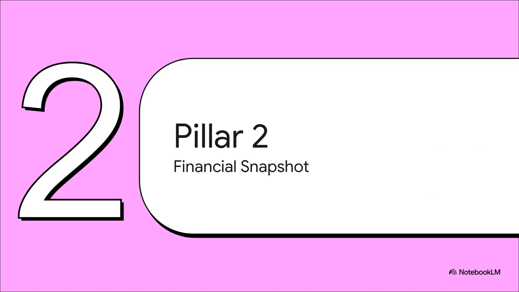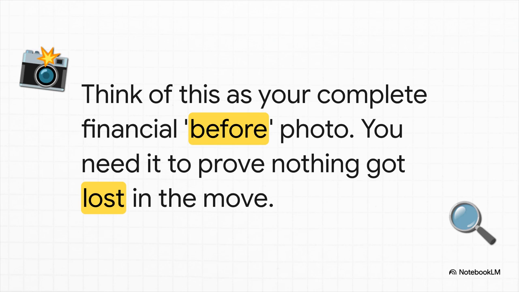All right, so your system is technically sound. You've passed the first check. Now we move on to pillar number two, and this one is all about the business side of things, the financial snapshot. We're talking about capturing a perfect, crystal clear picture of your entire financial world exactly as it is right now. And I love this analogy. It's like a before photo for your finances. You wouldn't start a huge home renovation without taking pictures of how everything looked first, would you? Of course not. This is the exact same idea.